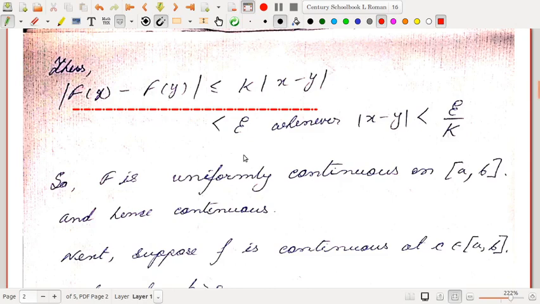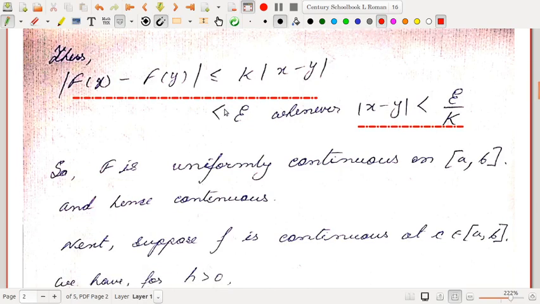This quantity we can make less than epsilon whenever we choose |x − y| less than epsilon by k. So this will serve as our delta. So F is uniformly continuous on [a,b] and hence continuous, since every uniformly continuous function is continuous. So why is it uniformly continuous?